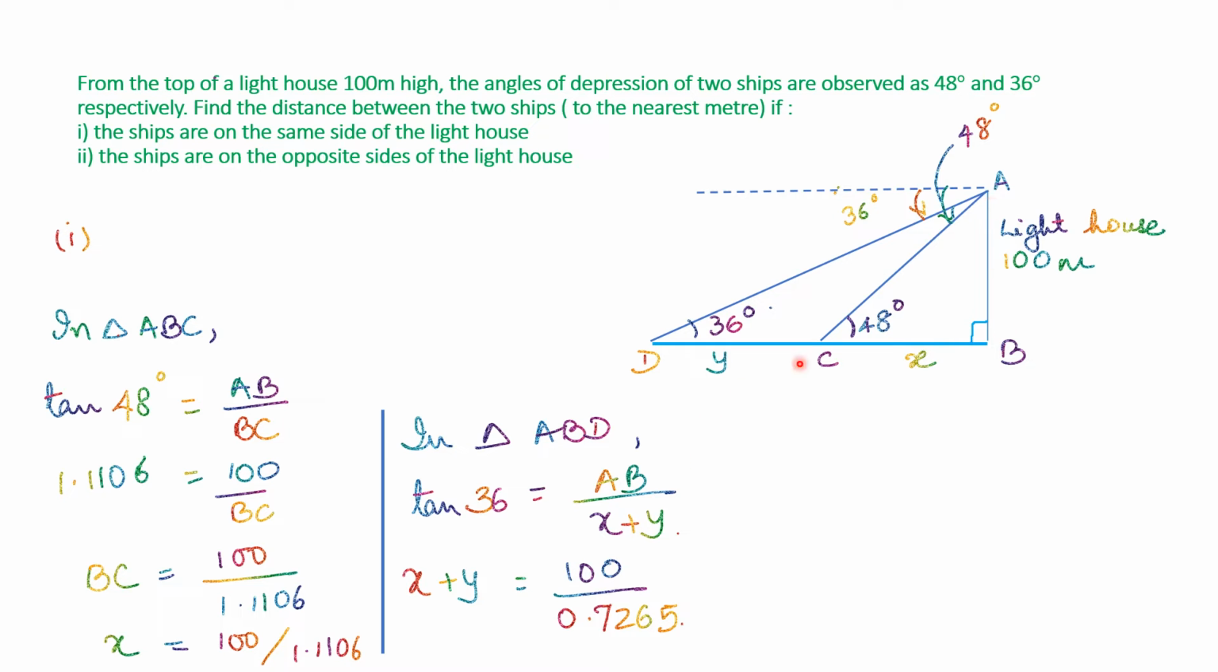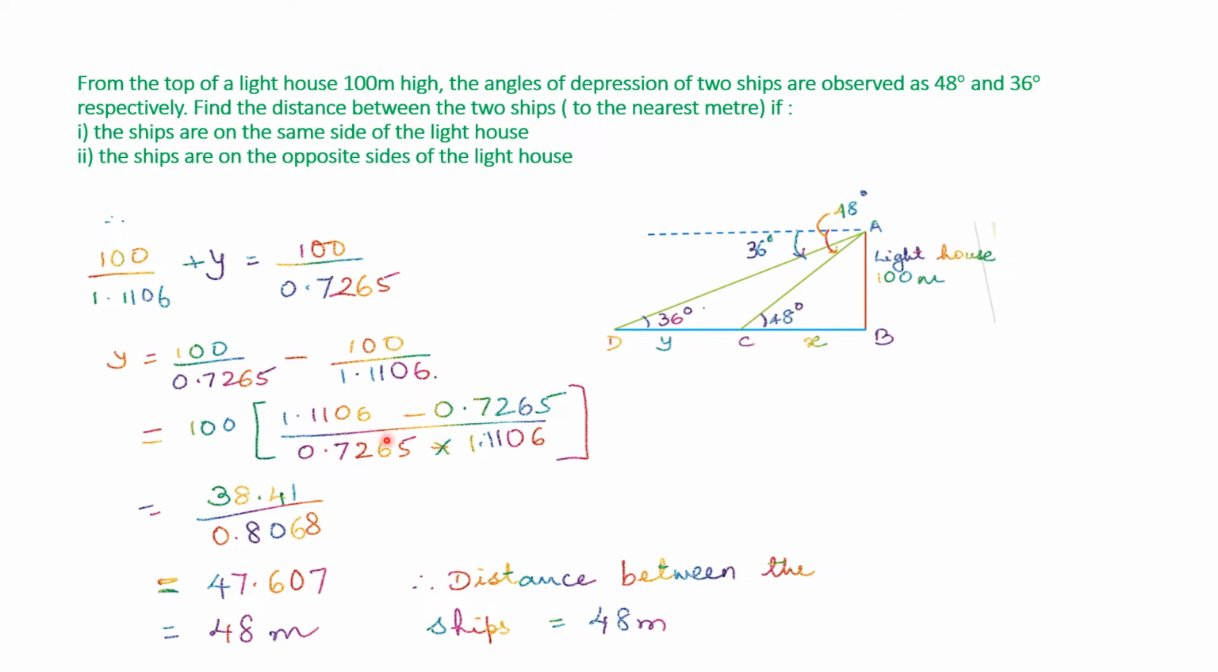And in triangle ABD, tan 36 is equal to AB upon x plus y. This is 100 upon 0.7265. Which means to find out the distance between the ships, I have to do this: x plus y minus x. So that is this value.